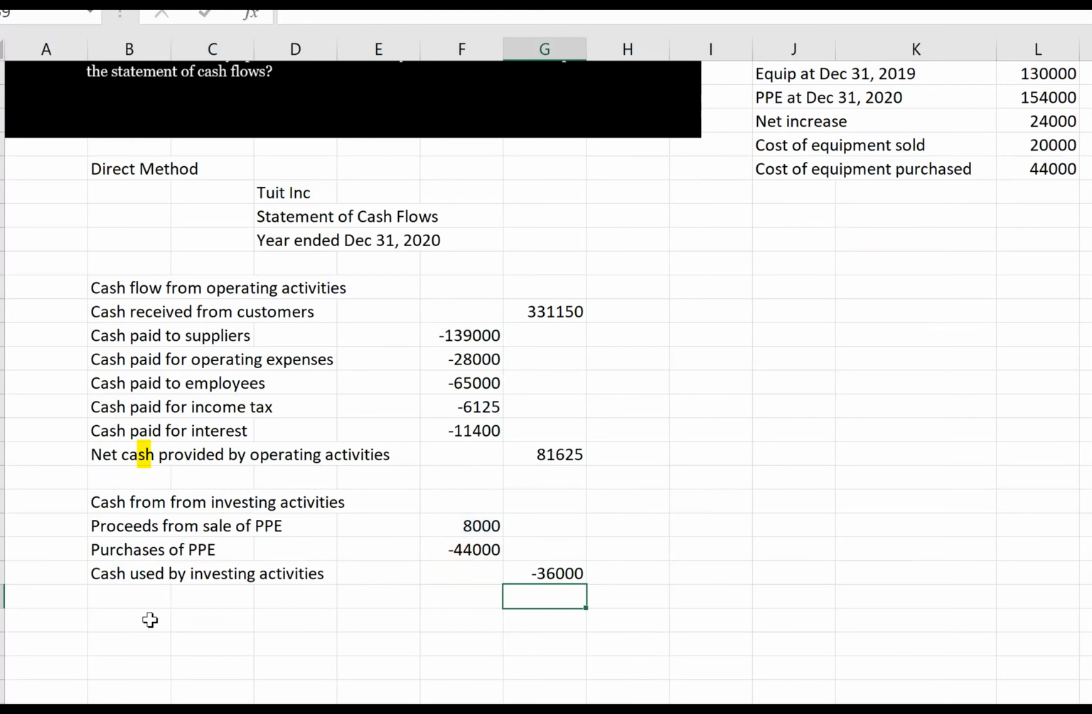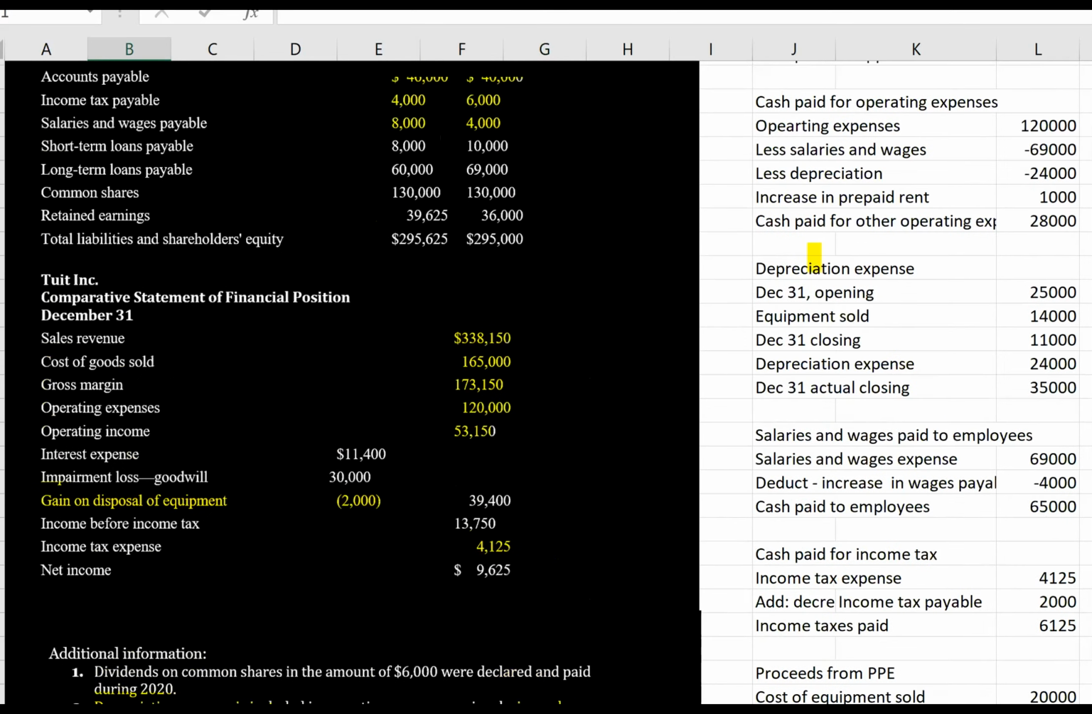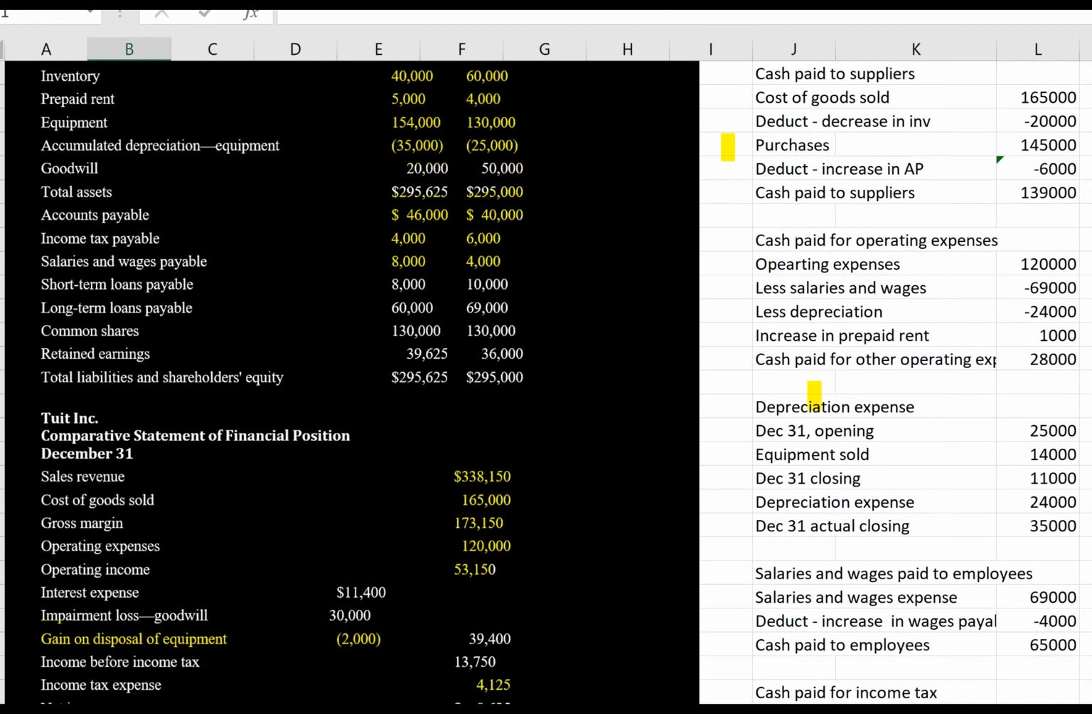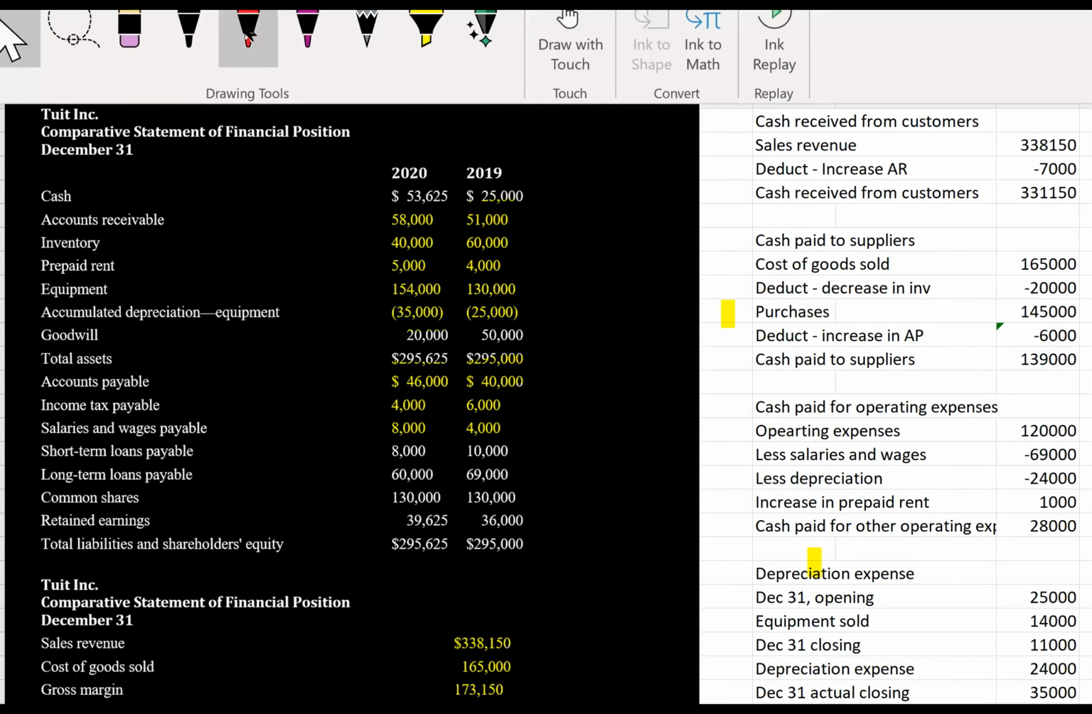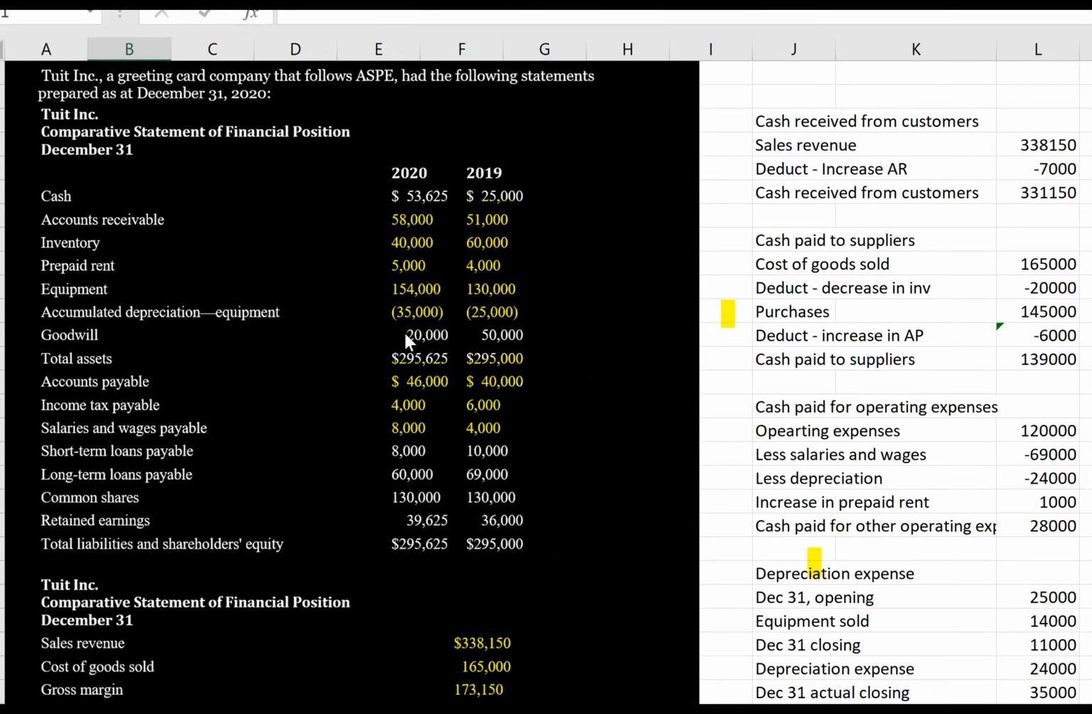Okay, so now our next section, as we know, is going to be cash from financing activities. So let's turn to that next. Let's see what we've got for financing activities. Interestingly enough, I had mentioned this goodwill account before. What's interesting about goodwill is there is no cash associated with goodwill. So this goodwill account is not going to show up on our cash flow statement.